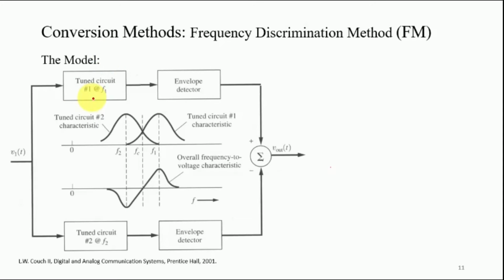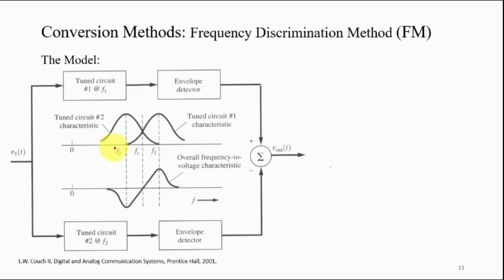This tuned circuit has a behavior as shown over here, from the starting point to the terminating point. This is tuned at F1, right? Similarly, the other branch is again a band pass filter, but at a lower frequency, so it is centered at F2, and we have a similar structure for the band pass signal.